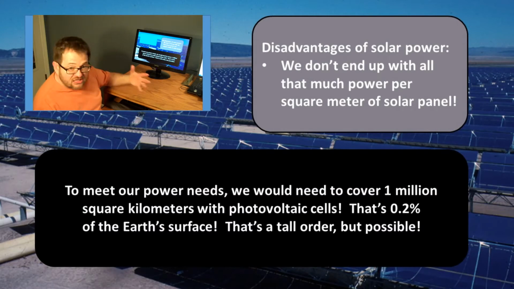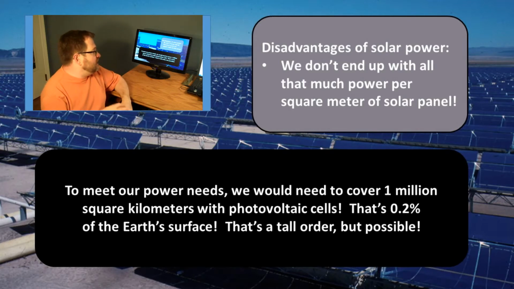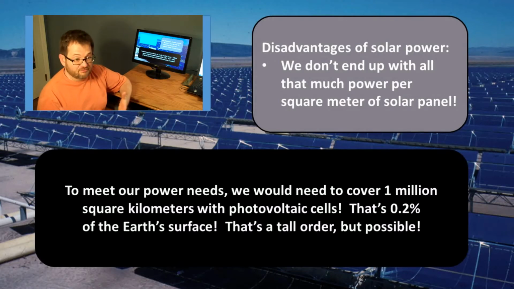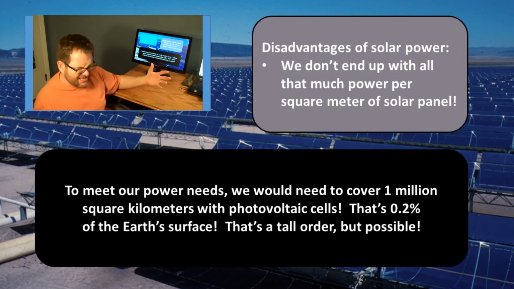Now, this is something that could be dealt with. I mean, for example, to meet the world's power needs, we would need to cover approximately 1 million square kilometers with photovoltaic cells, which sounds impossible. I mean, that is 0.2% of the surface of the Earth. That is an awful lot of the Earth to be covering with solar panels, especially if you ever try to get a price and find out that, gee, the solar panels on your roof would cost $40,000 or something. Wow, suddenly we got to cover about 0.2% of the whole surface of the Earth.